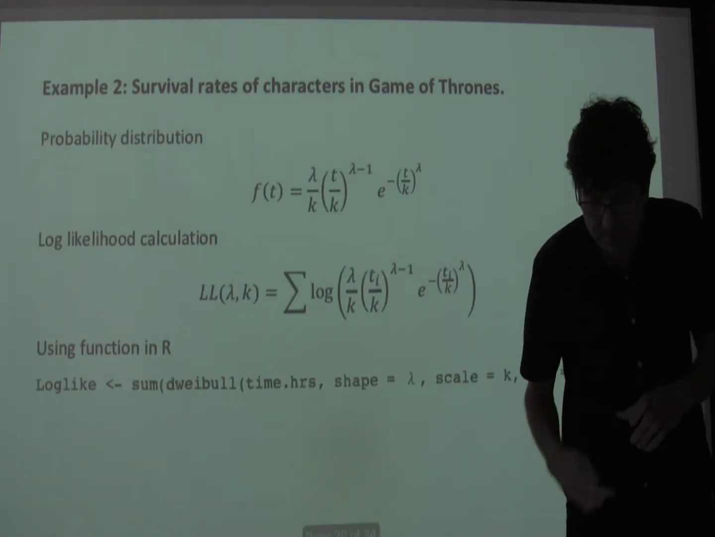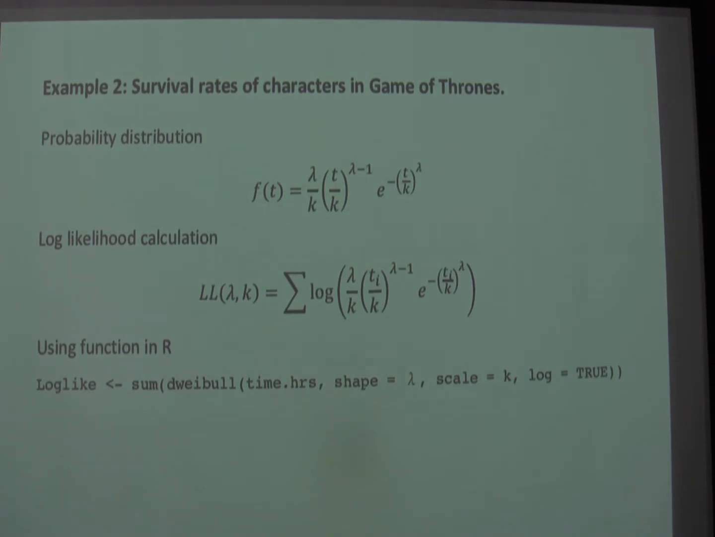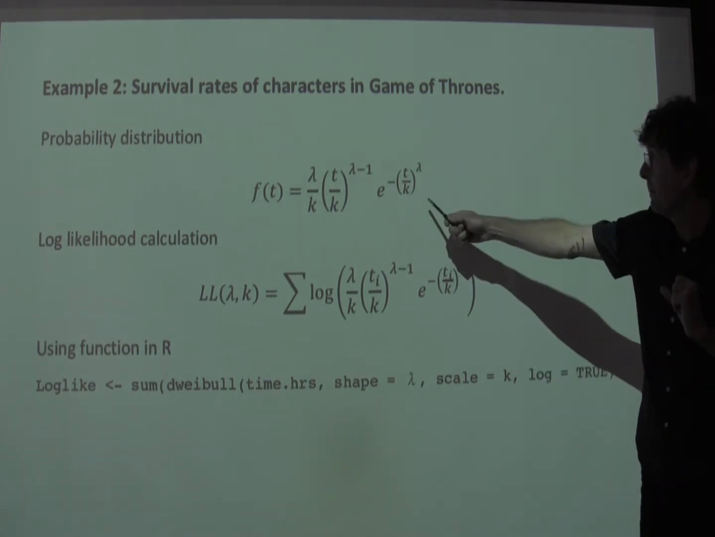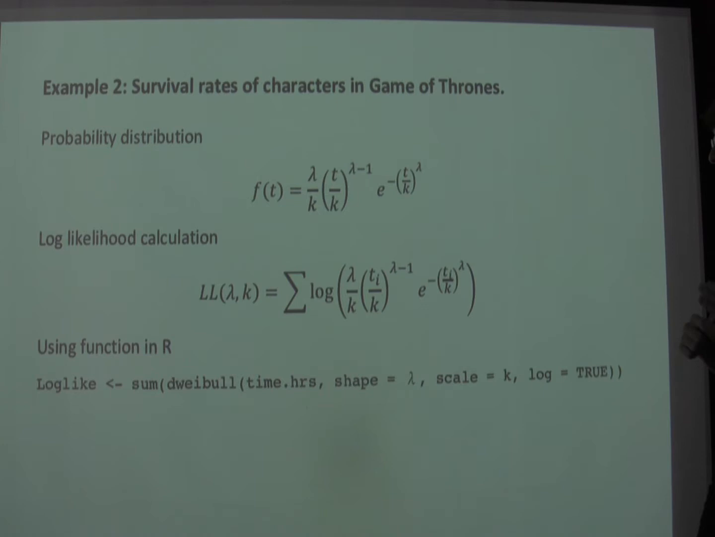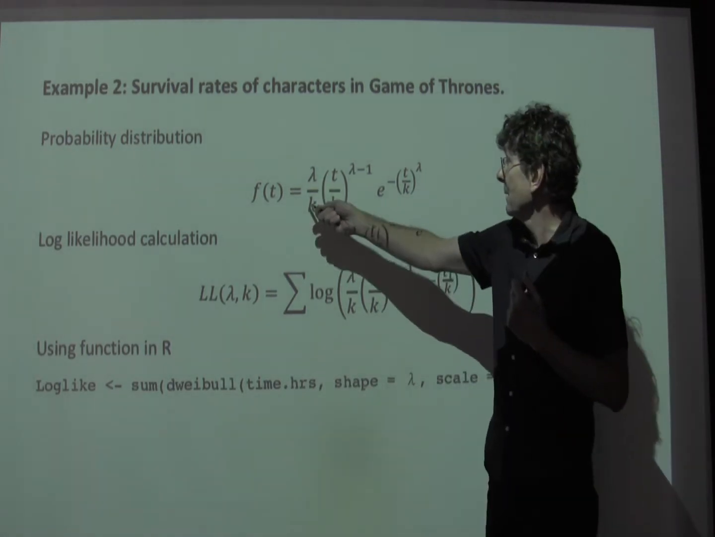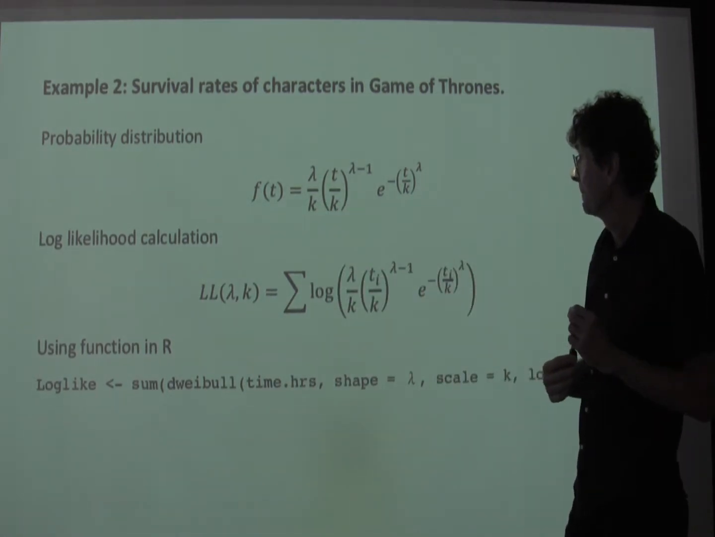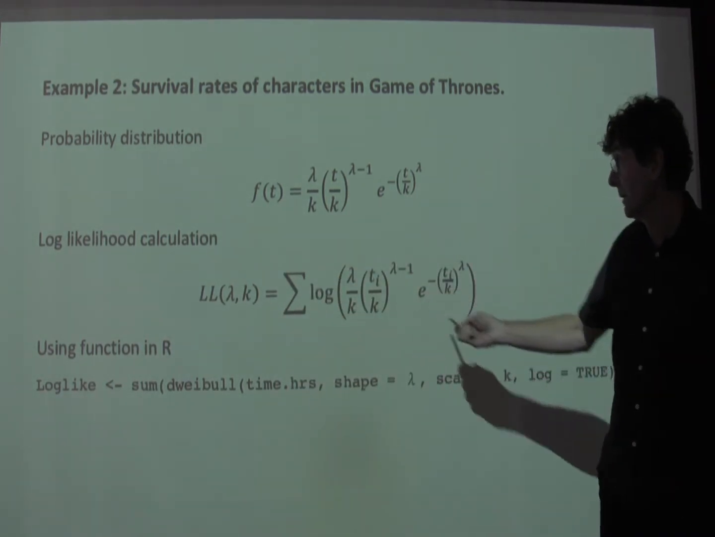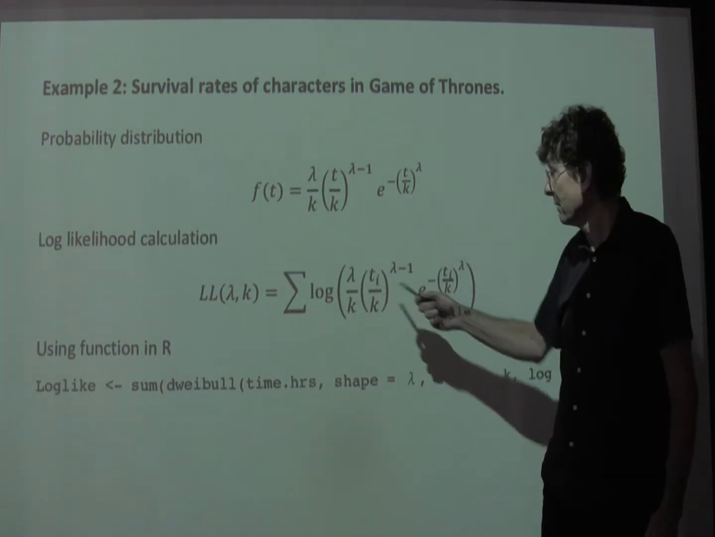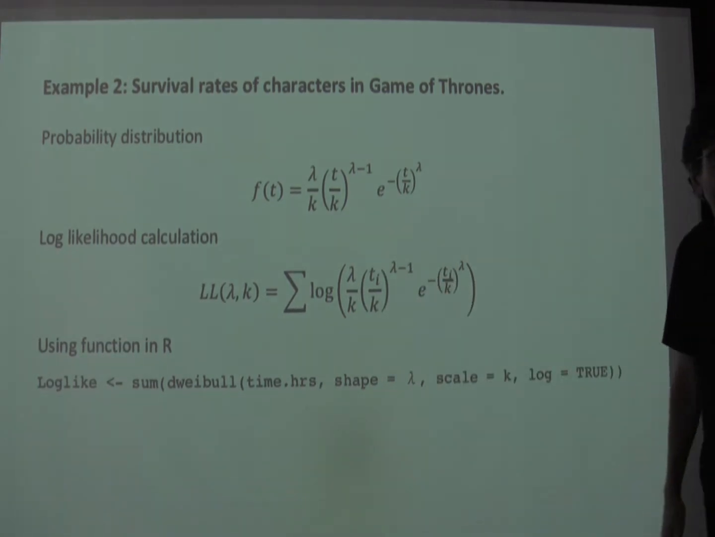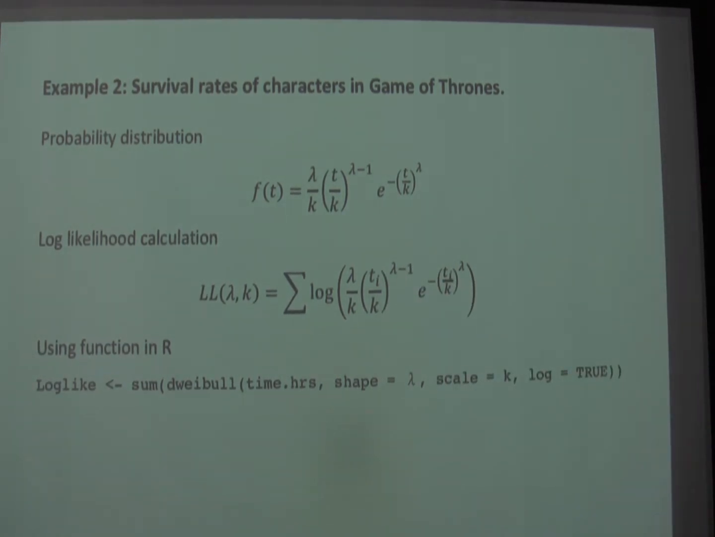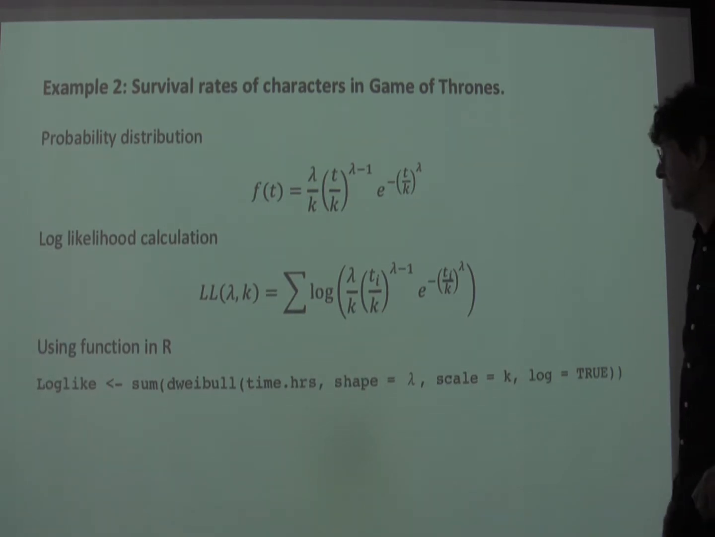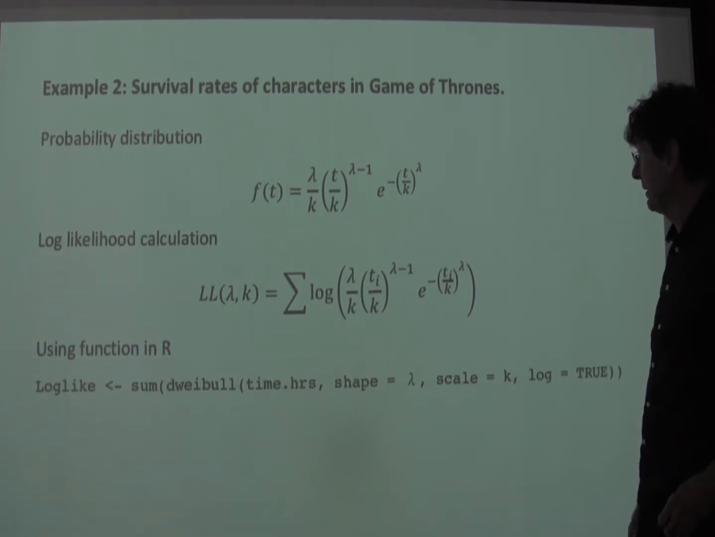What's the value that corresponds? So the Weibull probability distribution has again these 2 parameters, lambda and k. And the log likelihood calculation is simply the sum of the log of this for all of the individual data, t. So the ti are the actual data, the times till death of every individual character on the show that died before the end.